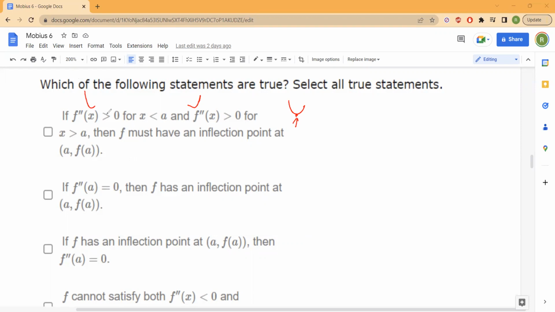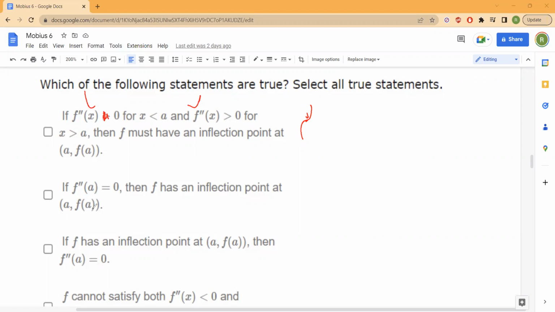On the other hand, if f double prime of x over here was smaller than 0, then that means it would be concave downwards at that point. So that would be concave downwards like this. And then this would be an inflection point, because at this point you go from being concave down to concave up.